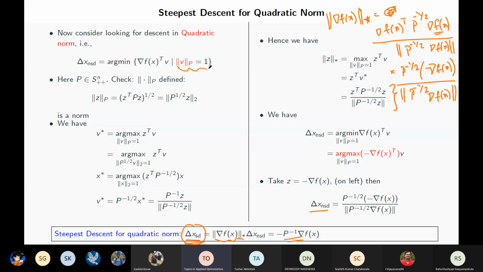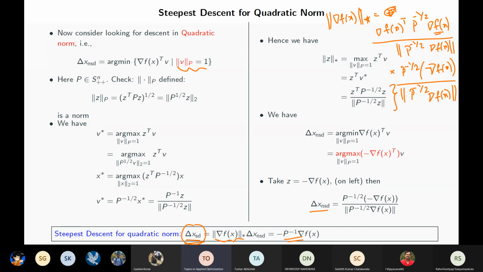In the p-norm case, the descent direction that you're going to get is this. So this is the inverse of the matrix P itself. Okay, so that's something we note here now. This derivation is left, but you can check that this should actually be this. Some cancellation should happen.